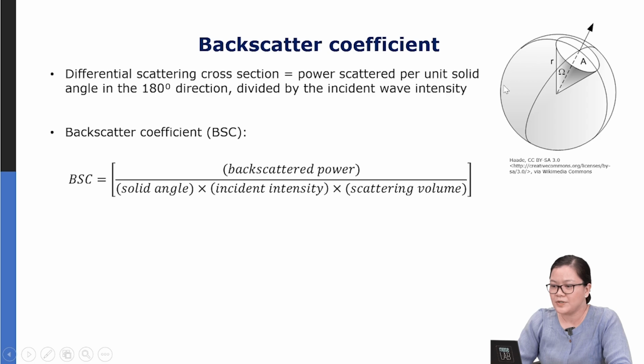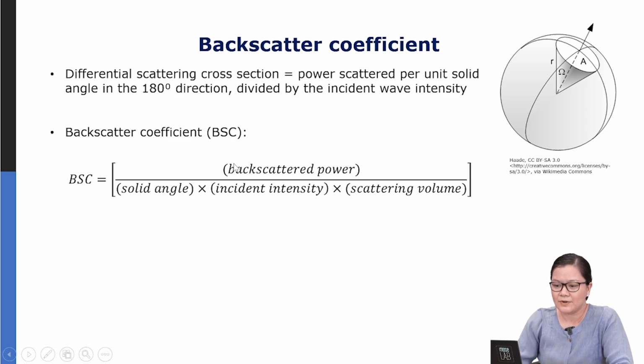Now we talk about per unit solid angle. So in this case, when we talk about a two-dimensional circle, we looked at the angle in terms of radians. What a solid angle is, it is a three-dimensional angle which looks into the amount of the field of view of that object that's coming from a certain location in space.